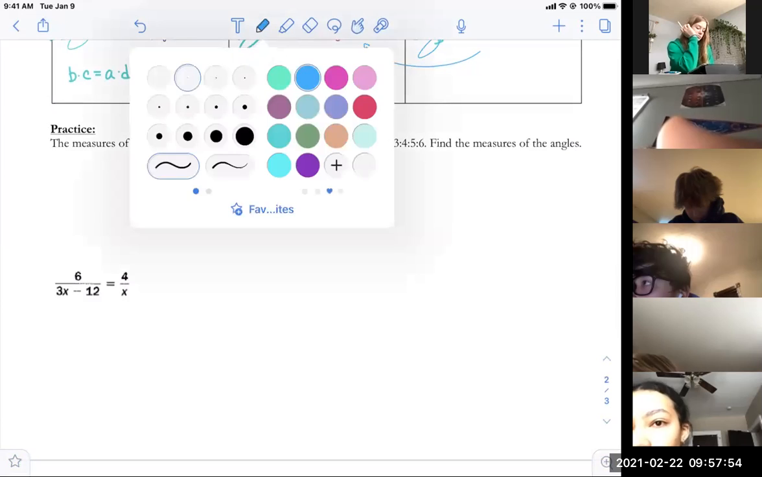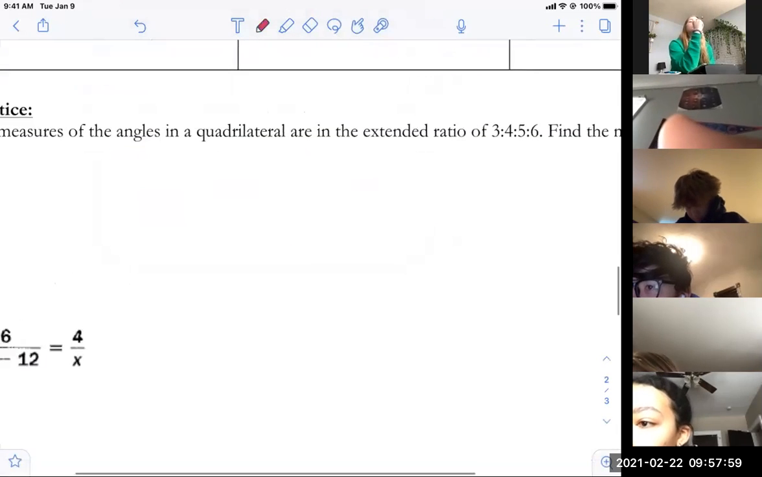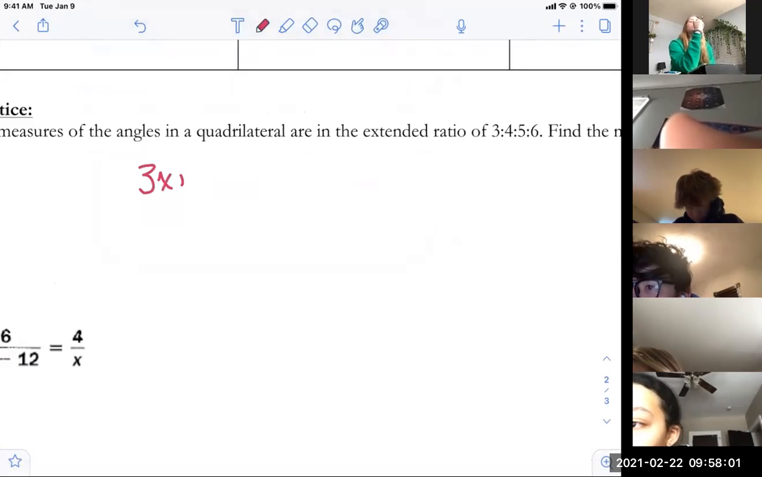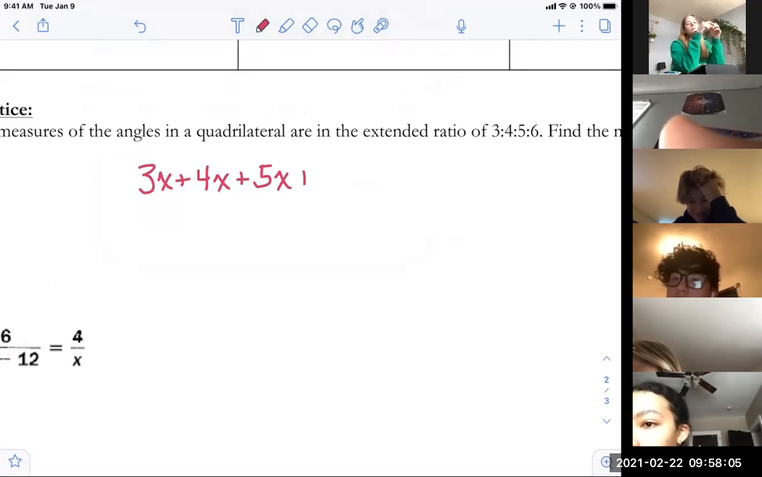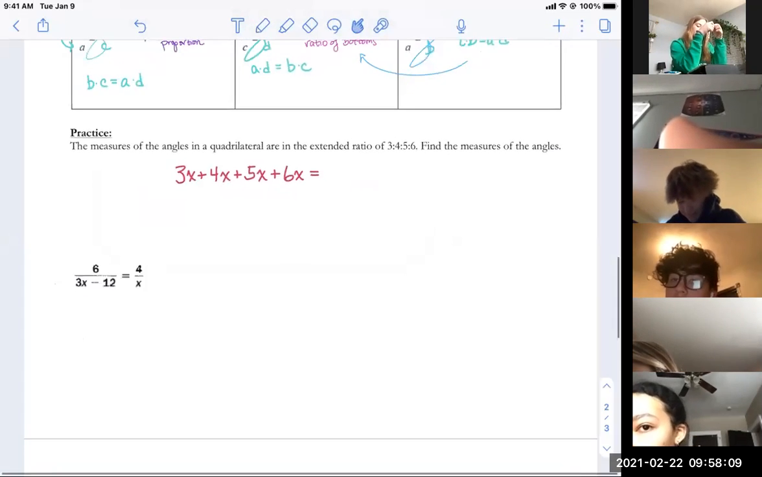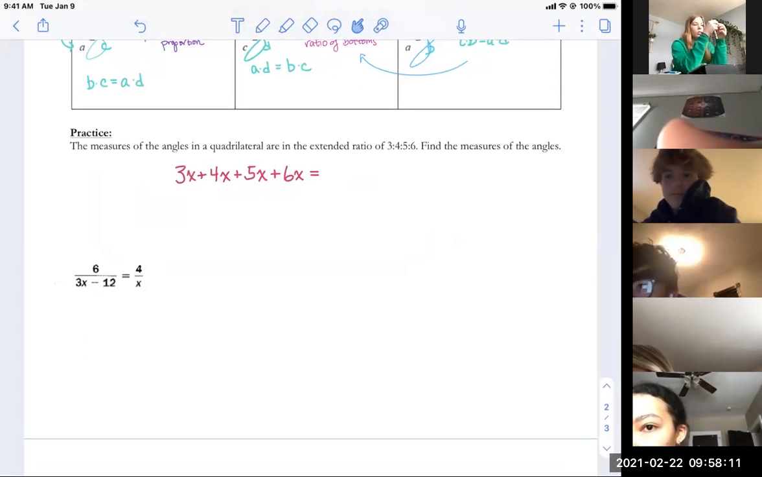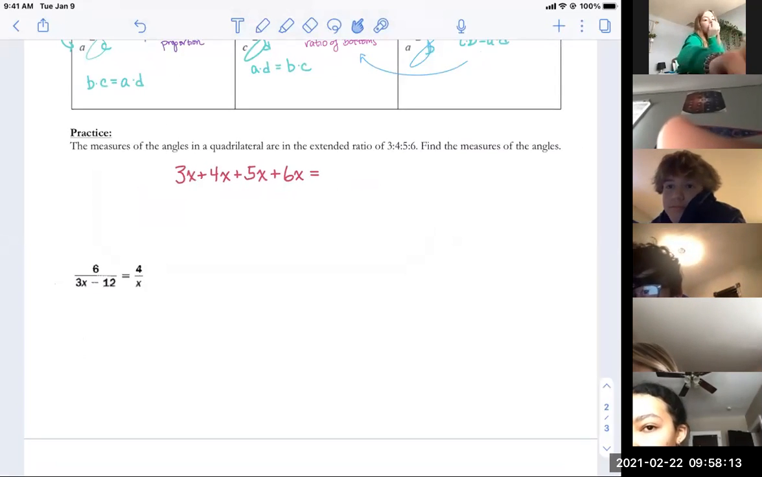So this time we're going to do 3x. And again, this is not a guess and check problem. This is an algebra problem. 3x, 4x, 5x, and 6x. What should that add up to? 3x plus 4x plus 5x plus 6x. What should that add up to?